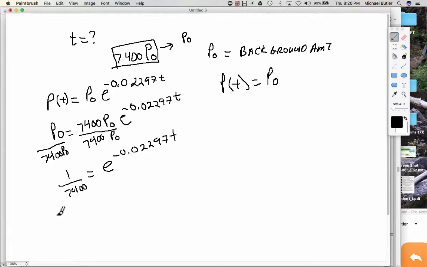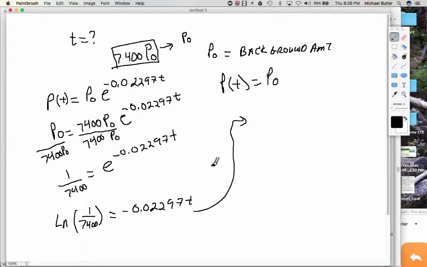Now we're going to use our friend the natural logarithm to solve this. So ln of 1 over 7,400 is equal to negative 0.02297 T. Divide both sides by negative 0.02297, and we get ln of 1 over 7,400 divided by negative 0.02297 is equal to how many years it's going to take until the fish are safe to eat.